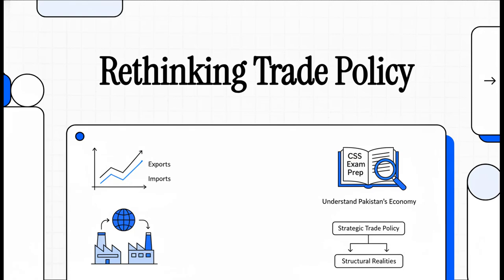Welcome back, everyone. If you're gearing up for your CSS exams, or honestly, if you just want a masterclass in how national economies actually work under the hood, you are in the perfect place. Today's explainer is all about decoding a brilliant critique of Pakistan's strategic trade policy, drawing directly from the insights of Ishrat Hussain. We're going way beyond the surface-level numbers to understand the structural realities of trade.